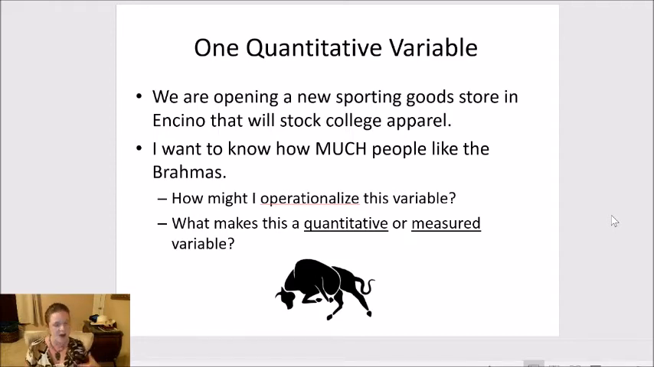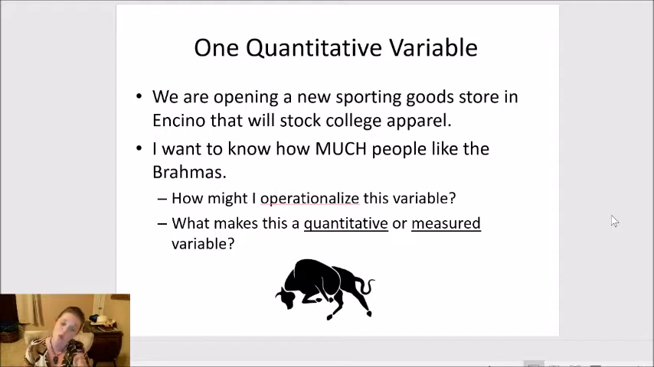And I want to figure out, in Encino, how much do people like the Brahmas? Pierce College Brahmas. That's our mascot here at Pierce, in case you didn't know. I'm curious how much people like the Brahmas, from more to less. So how might I operationalize this variable becomes the first question, because I've got to come up with an operational definition. Measurement. That was our discussion from last time.